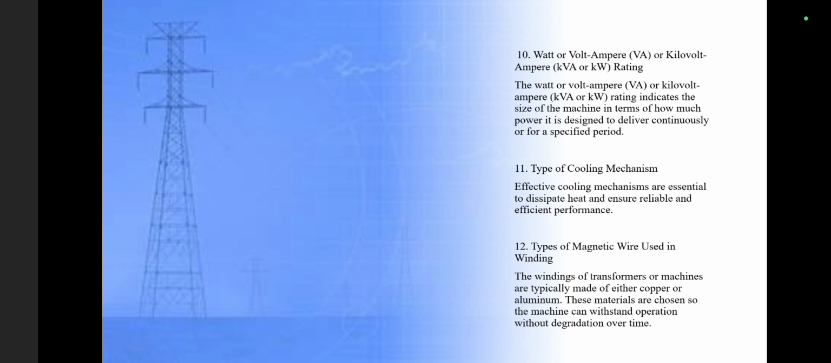Eleventh, types of cooling mechanism. Effective cooling mechanisms are essential to dissipate heat and ensure reliable and efficient performance. Twelfth, types of magnetic wire used in windings. The windings of transformers or machines are typically made of either copper or aluminum. These metals are chosen so the machines can withstand operations without degradation over time.